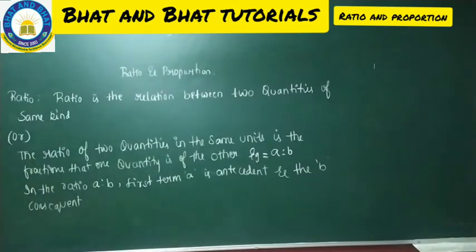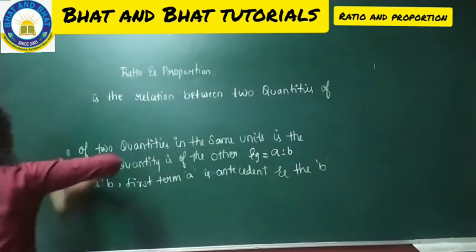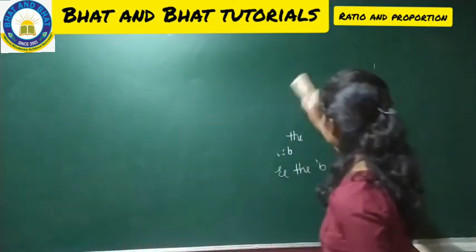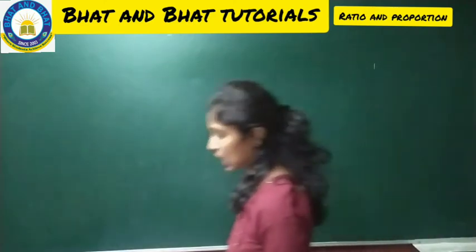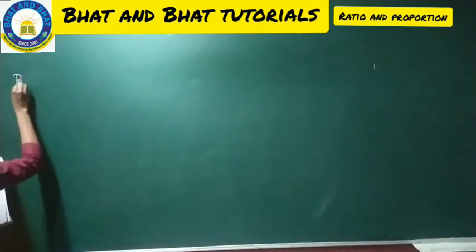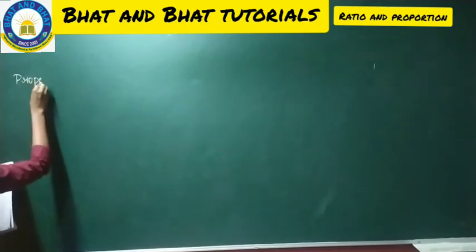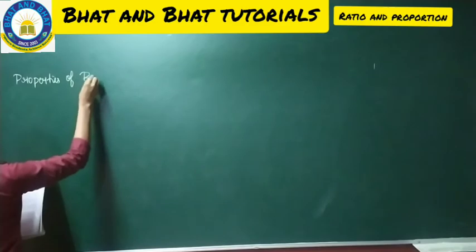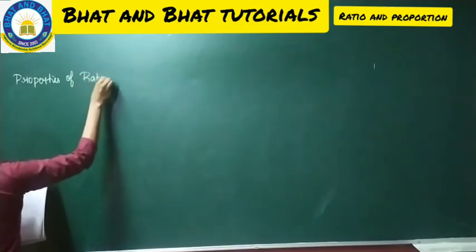So now let me move on to the properties of ratio. Have a look at the properties of ratio now. In ratio we have some properties, and even in proportion we have some properties, but the properties are interrelated to each other. Make a note, properties of ratio. So what are the properties?